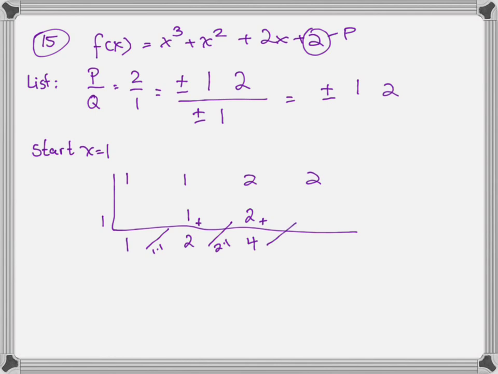And then you do 4 times 1. I can already see that's 4. So 1 is not a possible zero. And that's how you do this on the test. You start with 1. If your remainder is 0, congratulate yourself and finish it up. In this case, it's not. So I'm going to erase that.